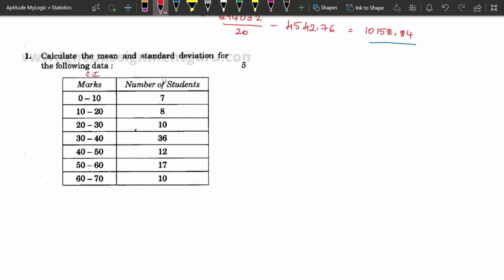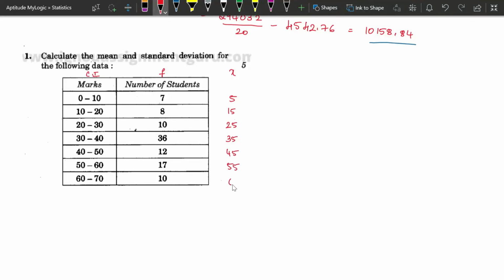Number of students is nothing but the frequency. Here I need to write the midpoint of all these values, which is the x values. For all these class intervals, I am going to write the midpoint. So the midpoint of 0 to 10 is 5. Here it is 15, 25, 35, 45, 55 and 65.